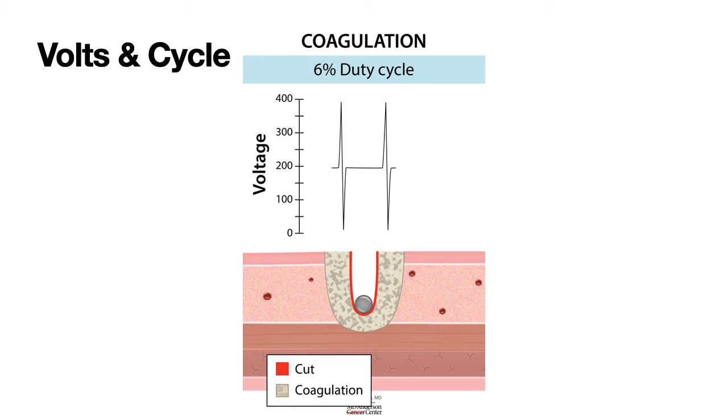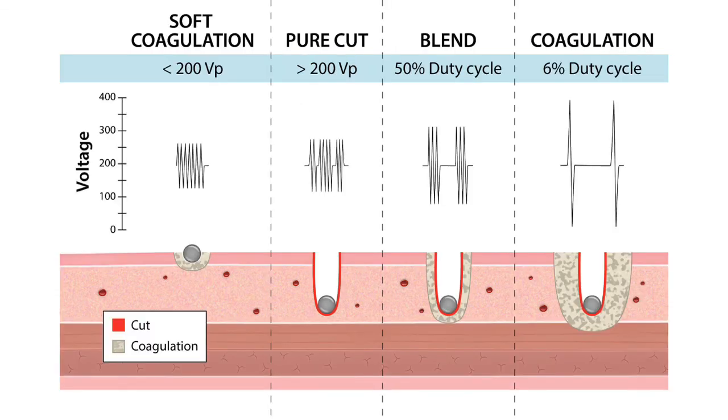So let us review this one more time. Soft coagulation, less than 200 peak volts. Pure cut, more than 200 peak volts. Blend, that is 50% or 6% duty cycle, gives a combination of either a blend of cut and coag, or more coag. Okay.